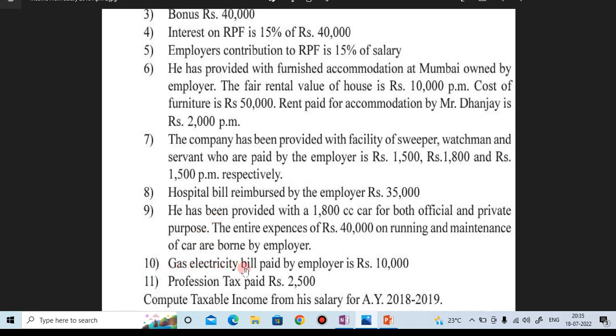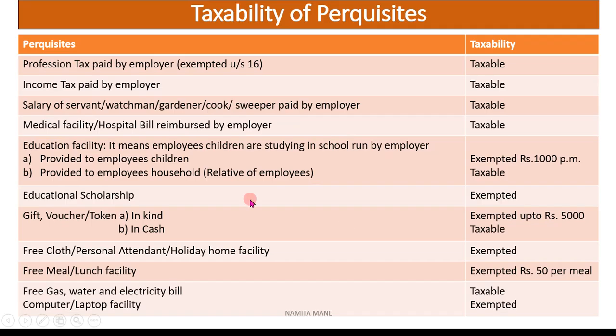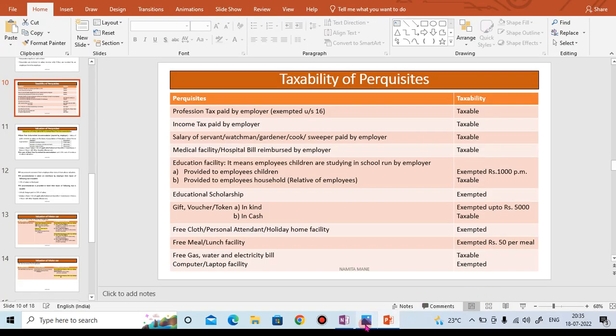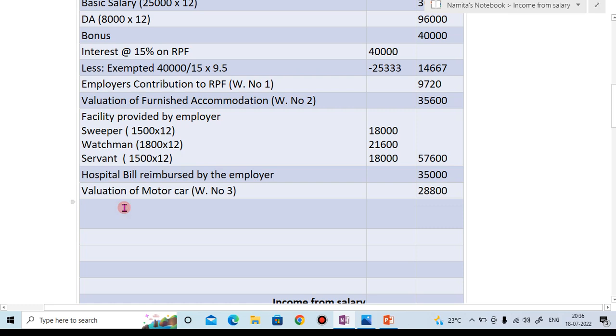Next, gas electricity bill paid by the employer is rupees 10,000. Now the gas electricity bill is fully taxable. Why? Because it is a perquisite, and it is taxable because it is paid by the employer. This bill is for the employee, but it is paid by the employer. Free gas, water and electricity bill is taxable. That means the entire amount, that is 10,000, is taxable. Gas, electricity bill paid by employer, 10,000.